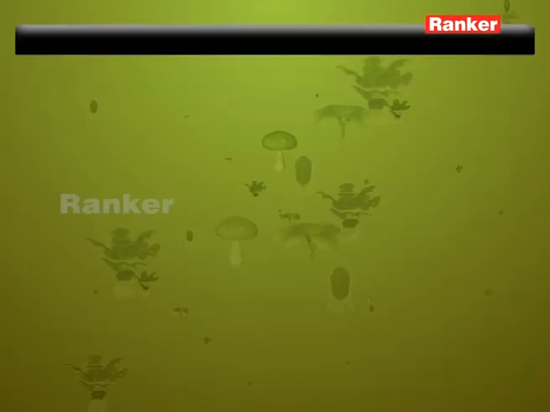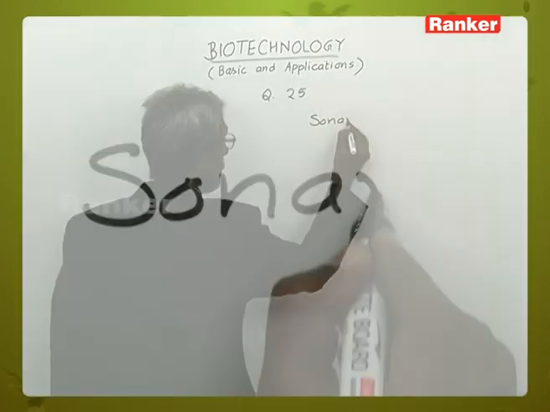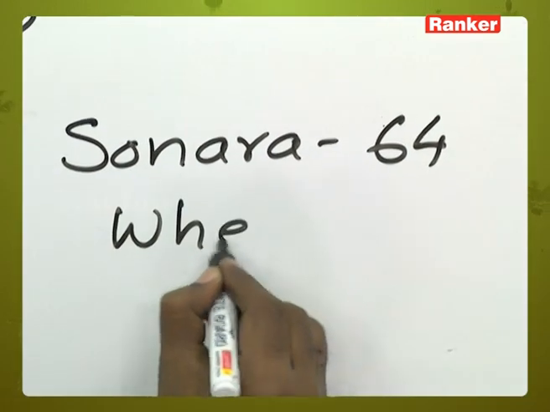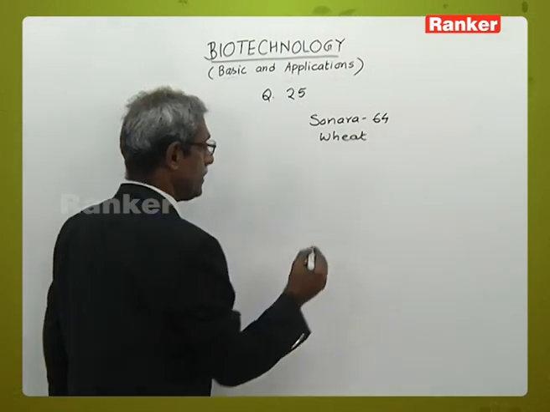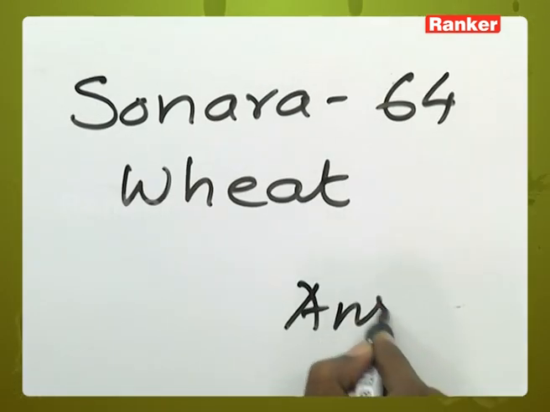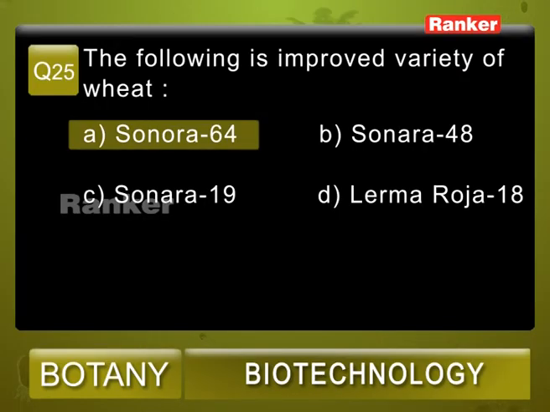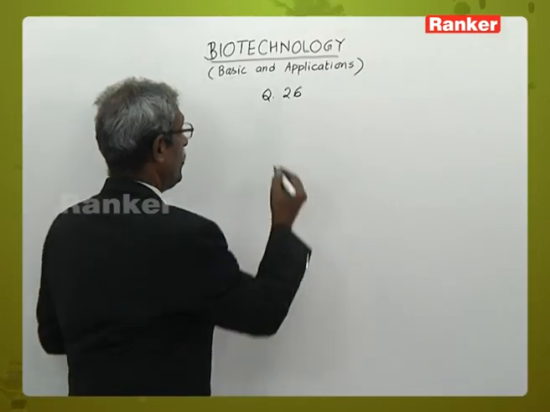Question number 25 asks, which is an improved variety of wheat? We understand Sonara 64 is an example of an improved variety of wheat, and the answer is A. Sonara, in the case of wheat varieties, is an example of improved varieties.